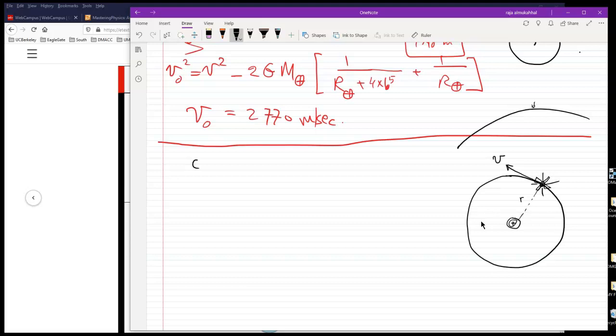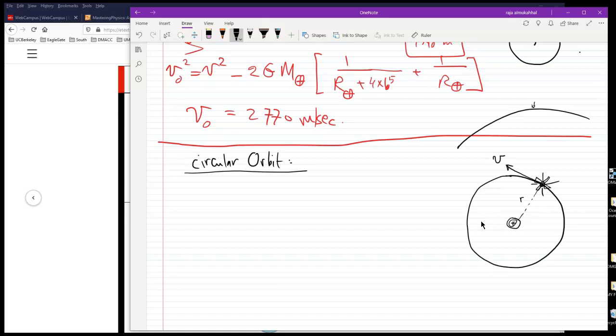Now, if we assume circular orbit, and this is important to consider, it's a good approximation. All orbits in the celestial world, in celestial mechanics, are considered elliptical. However, their eccentricity is very close to zero, which means they're almost circular. So it is a decent approximation. The error is probably 1%, or maybe even less than 1%. So it is a good approximation to assume it's a circular orbit, but all orbits out there are really elliptical.